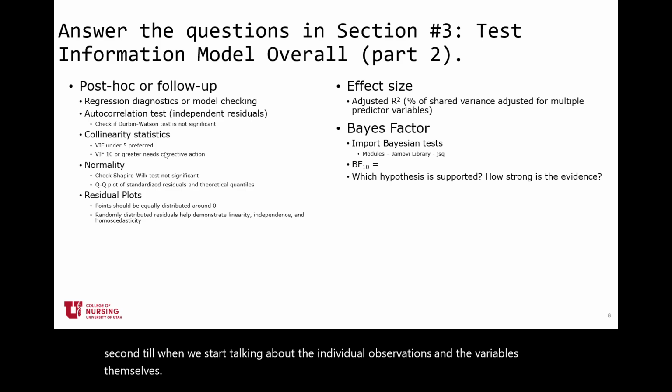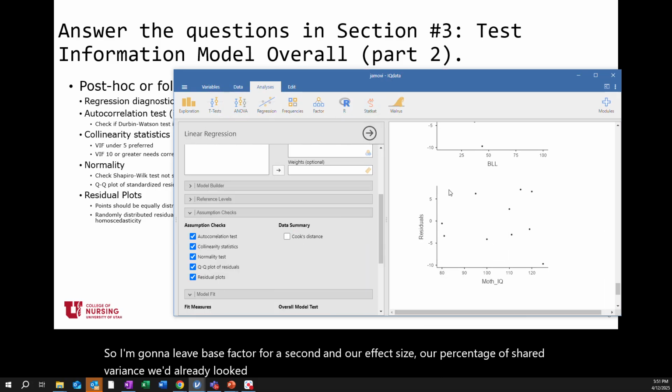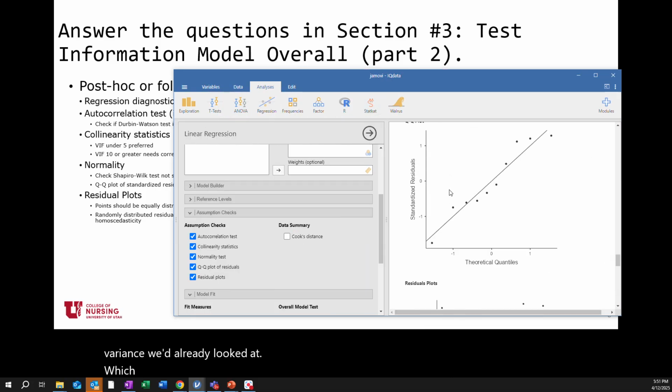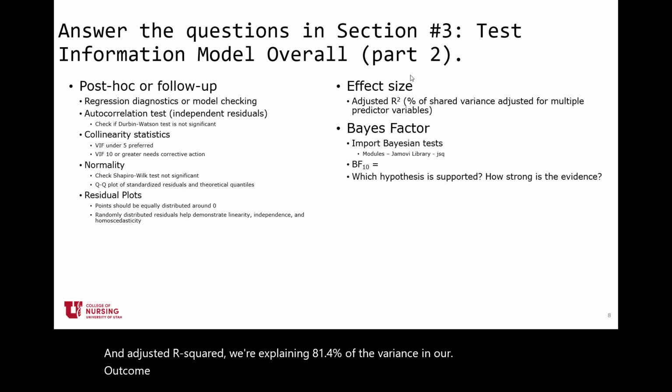So I'm going to leave that for a second, and our effect size, our percentage of shared variance, we'd already looked at, which was our R squared and adjusted R squared. And with adjusted R squared, we're explaining 81.4% of the variance in our outcome variable with our predictors.